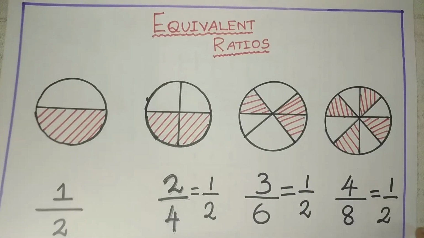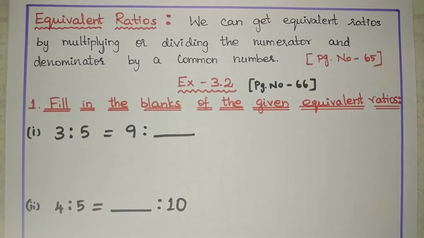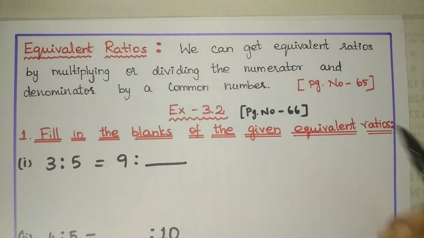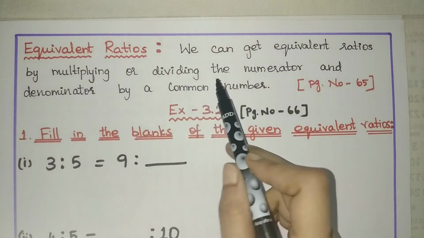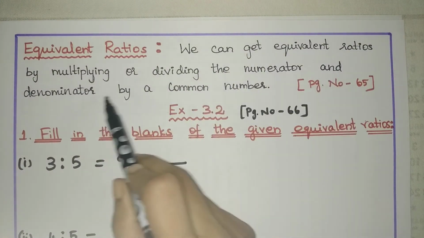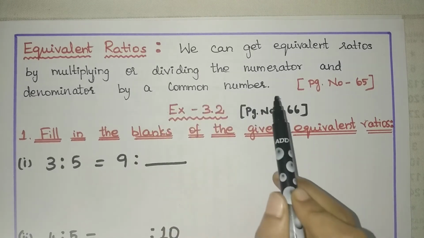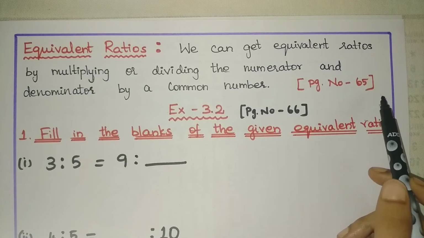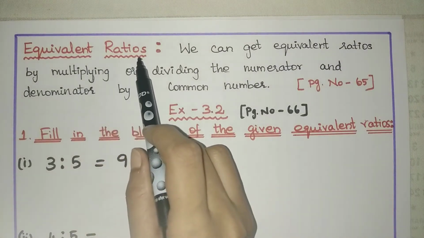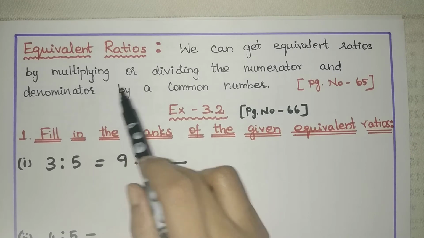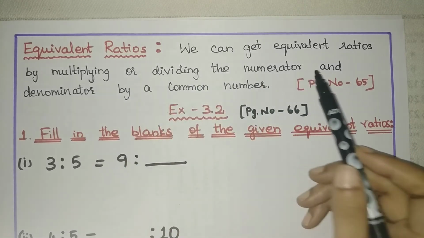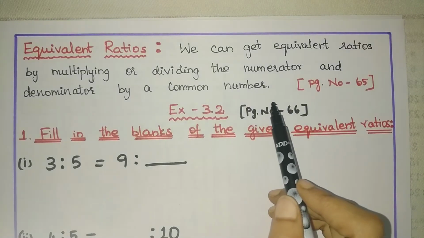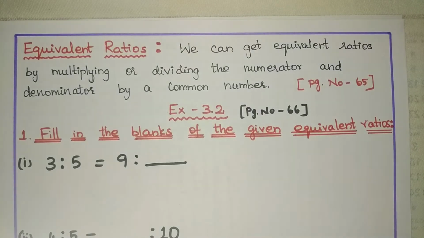Also, you can find equivalent ratios. For that, you have to multiply or divide the numerator and denominator by a common number. You can refer page number 65 in your maths book. So you can get equivalent ratios by multiplying or dividing the numerator and denominator by a common number. So let's do an example.